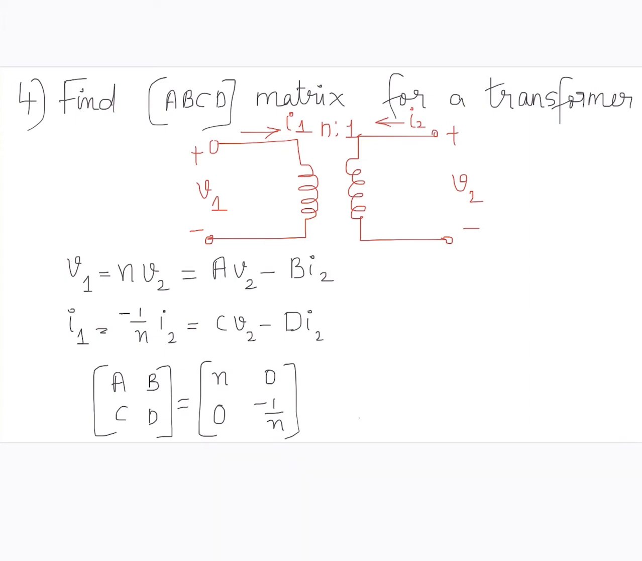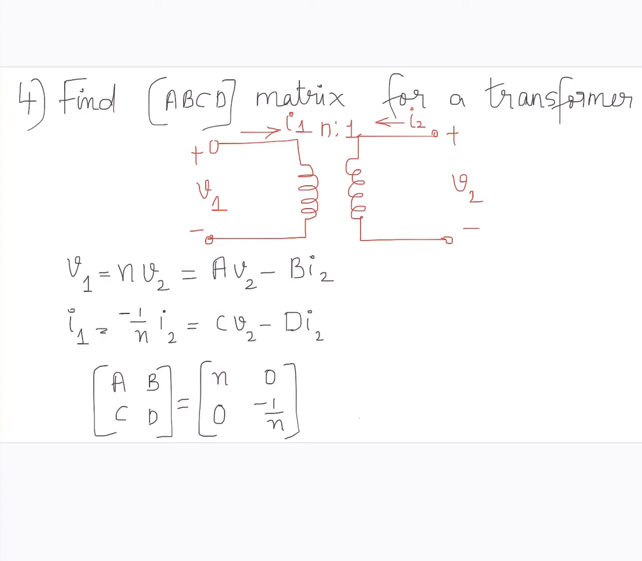Next is to find the ABCD matrix for a transformer. Whenever we are considering a transformer, it is designed using the transformer voltage and current rule. If the voltage is stepped down, then in order to preserve the power flow, the current must be proportionally stepped up. So here in the question, the voltage is V1, the number of turns is N is to 1, the currents are I1 and I2, and the voltage is V2.